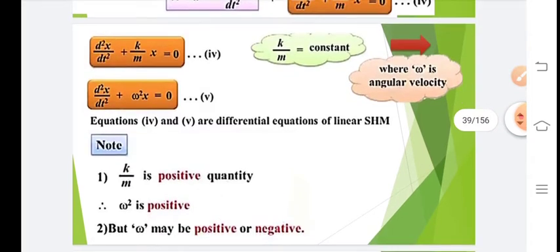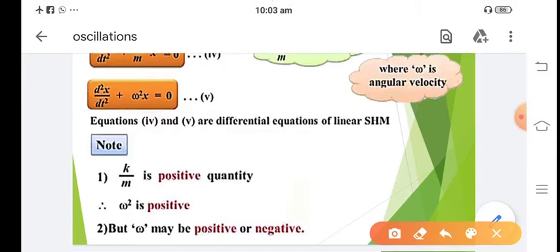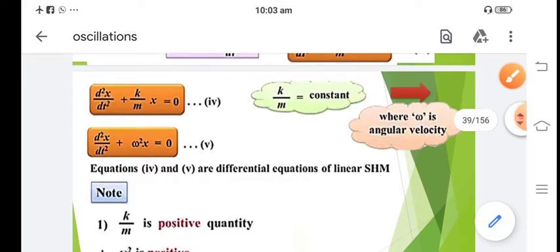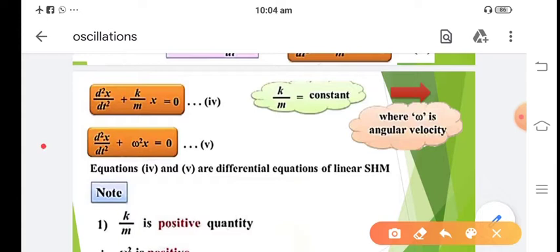Suppose this is equation number 4, d square x upon dt square plus k by m into x is equal to 0. So put the value k by m as a constant. Suppose k by m is omega square, where omega is the angular velocity. Then the equation becomes d square x upon dt square plus omega square x is equal to 0. Suppose this is equation number 5. So equation number 4 and 5 are the differential equations of linear simple harmonic motion.